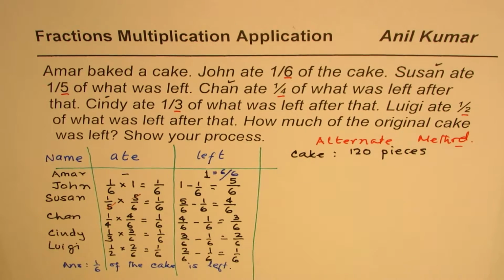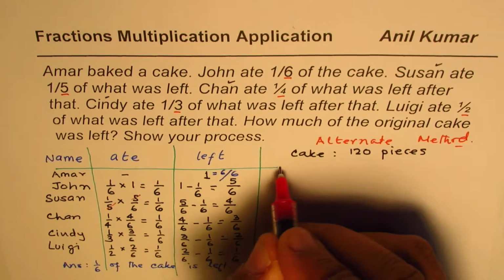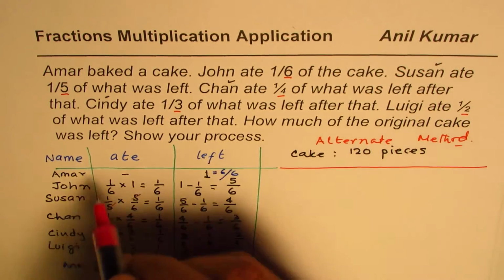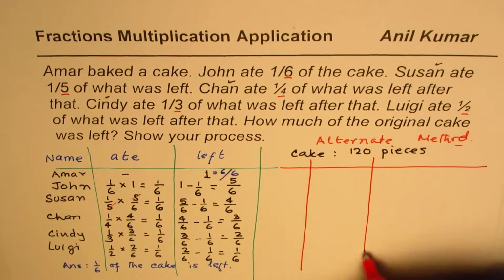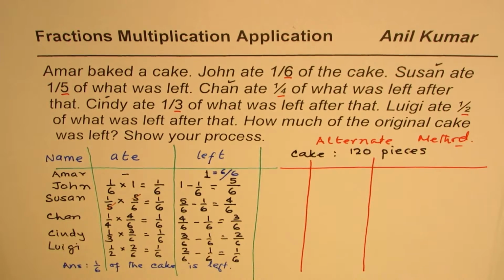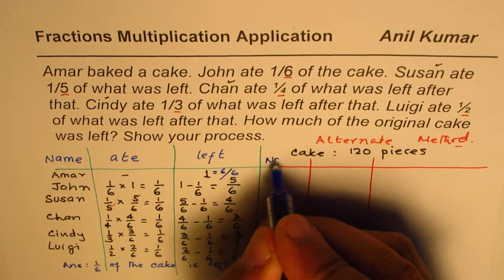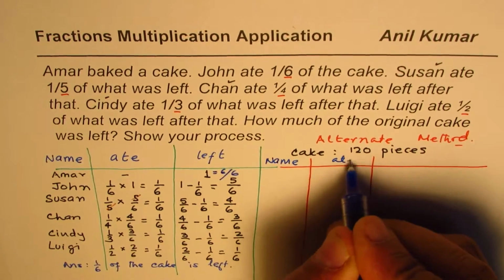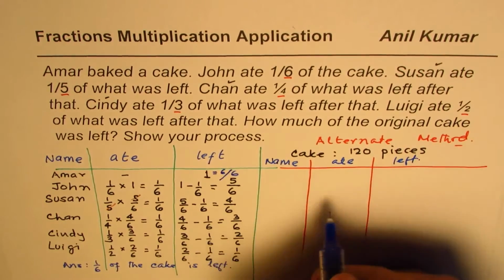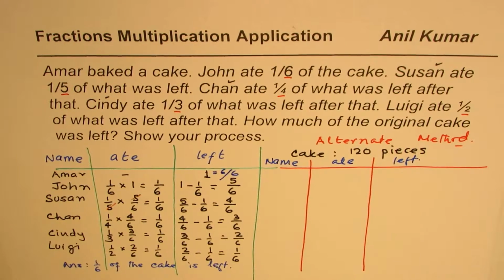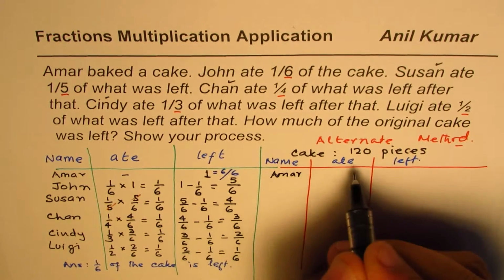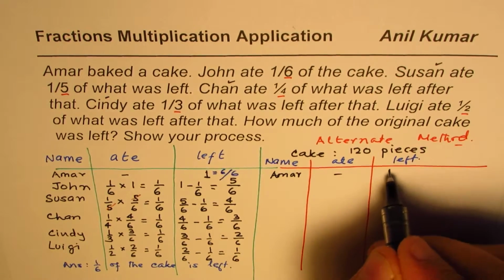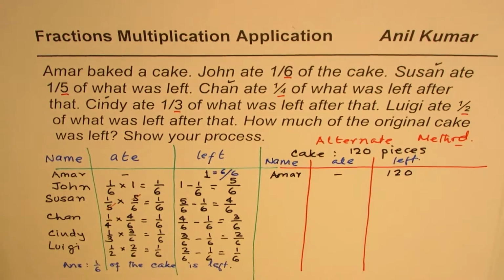And then we'll again create this chart here, right? So we'll continue and we'll see each person ate how much, right? And what is left, okay? So we'll again build on the same concept, right? So we'll have name here, ate how much and left how much, okay? This will be simpler. So we started with Amar, right? So Amar created a cake, ate nothing, but cut it into 120 pieces.